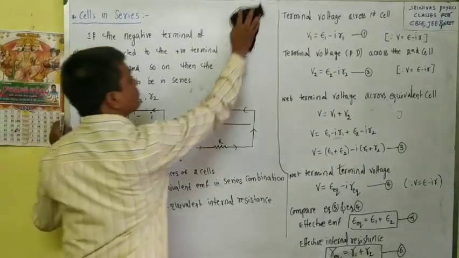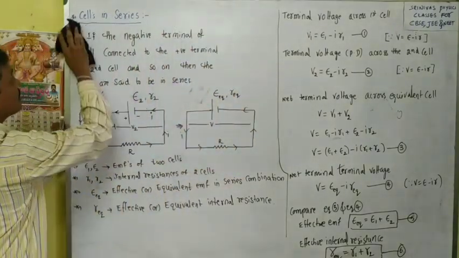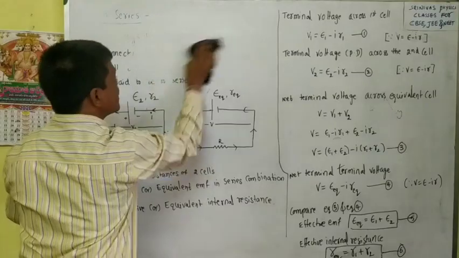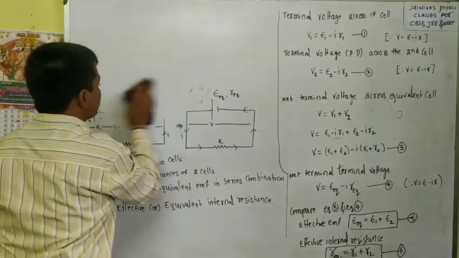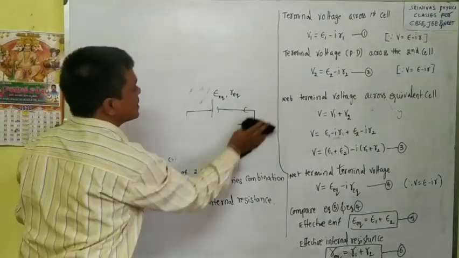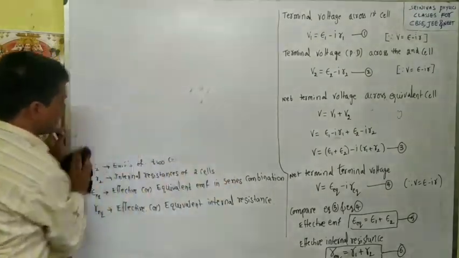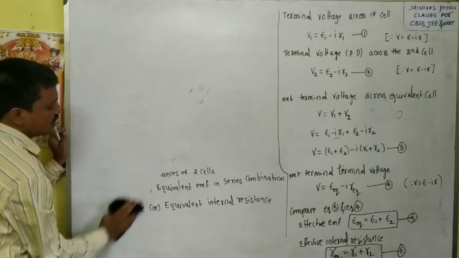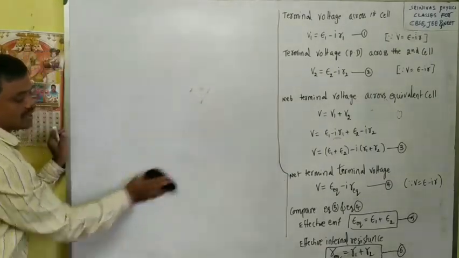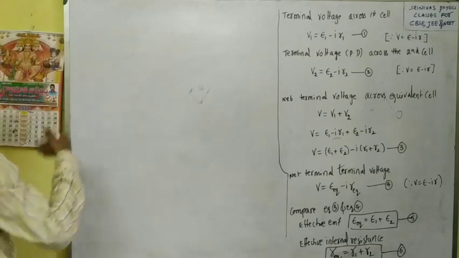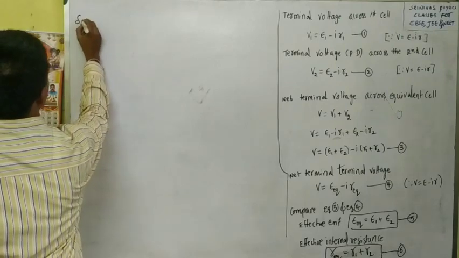Okay, and now let us go for some more information related to series combination. Here I am telling that the cells are in series, only 2 cells we are taking. If n cells of EMFs E1, E2 and so on En are connected in series, then what is the effective EMF?